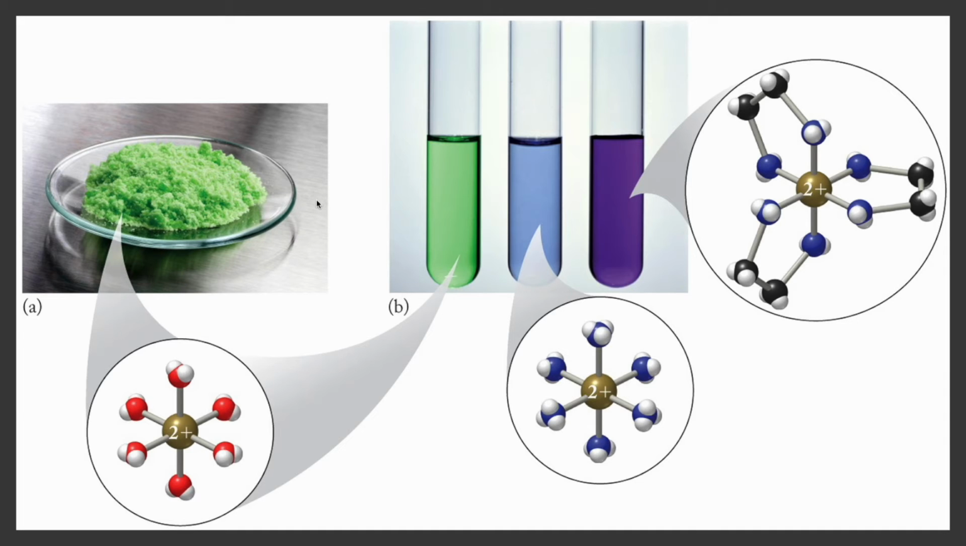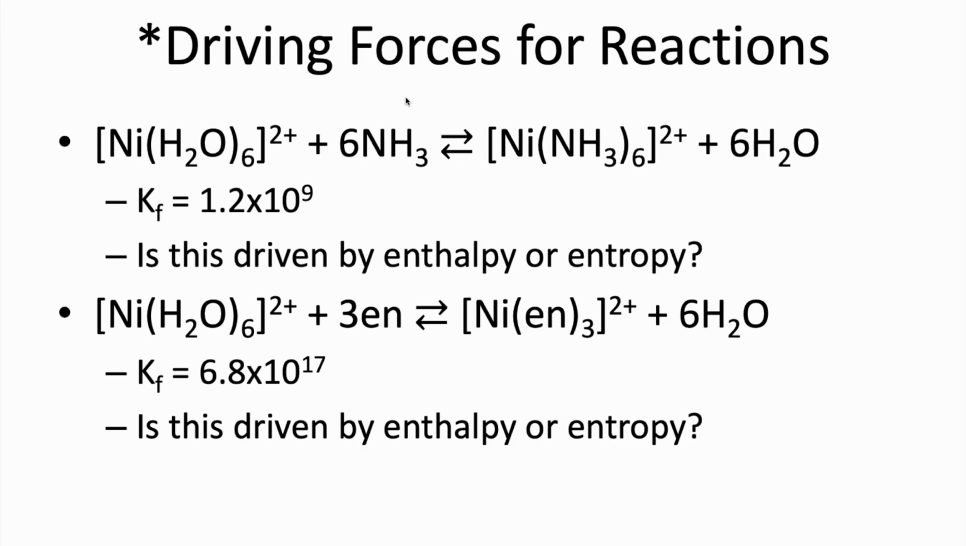So looking at a molecular level picture here, this is our ion with just water. When we add ammonia, it turns that deeper blue color, and then purple when we add the ethylene diamine. So now here's the question.